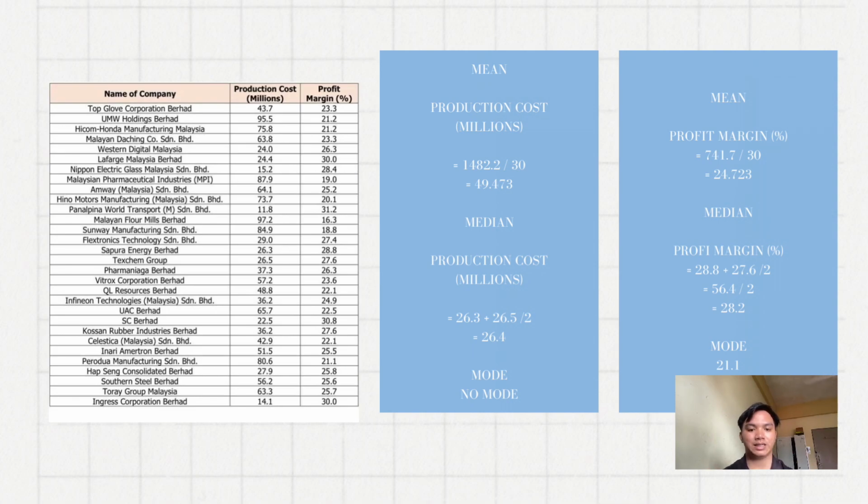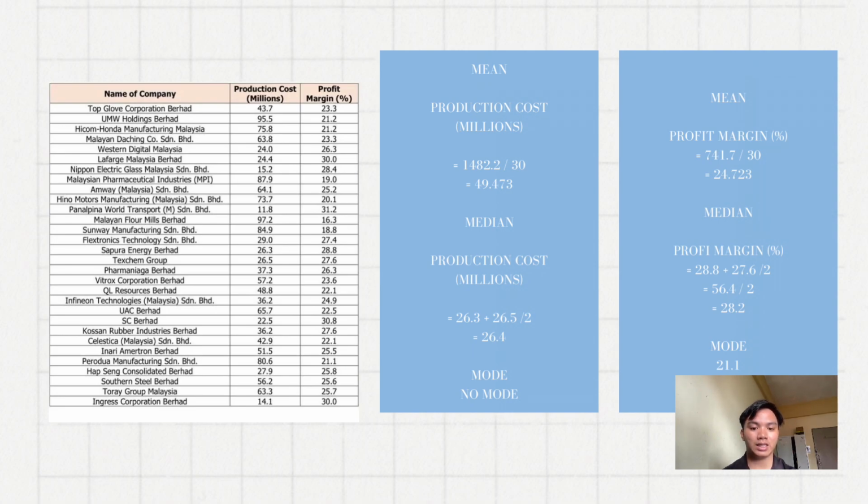Next is the profit margin mean. We sum up all the profit margin percentages and divide by the number of companies, 13. So 741.7 divided by 13. The answer is 24.723. The median for the profit margin is the value between the 15th and 16th position.